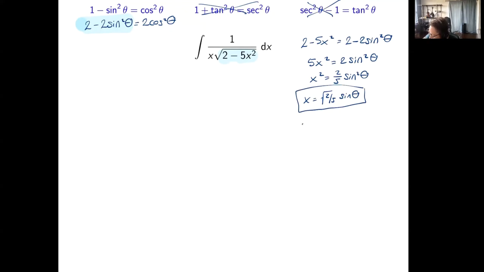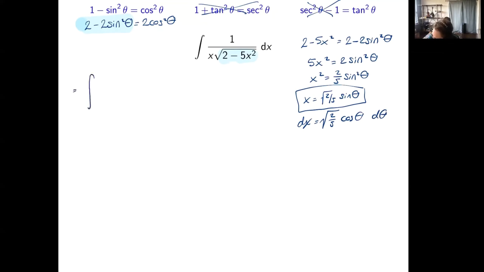Okay, if I'm doing a substitution, I also need to know what's going to happen to my dx. It's going to be the square root of 2/5 cosine of theta d theta. So with that set up, I'm now at the point where I should plug these into my function. I should perform that substitution.